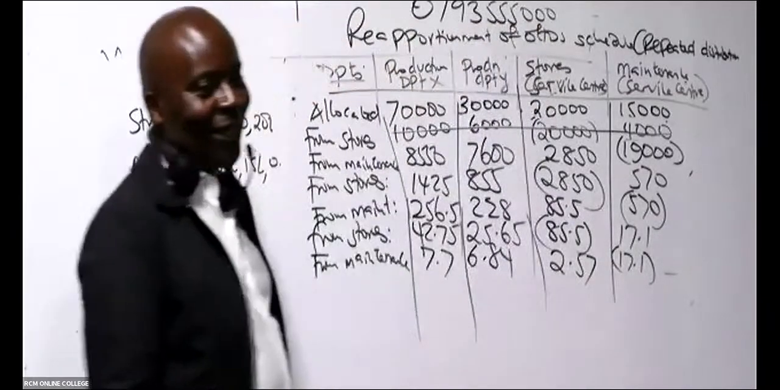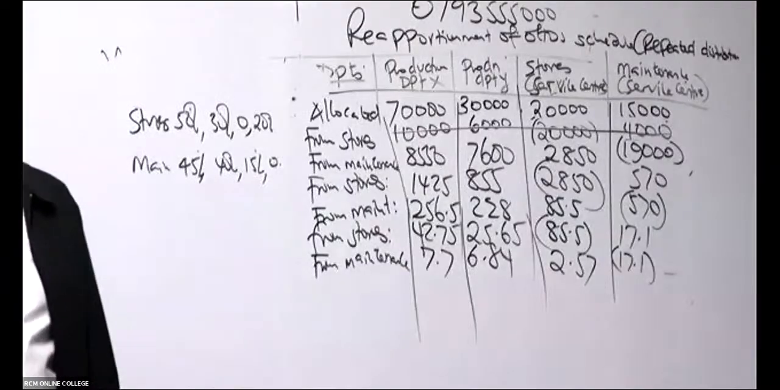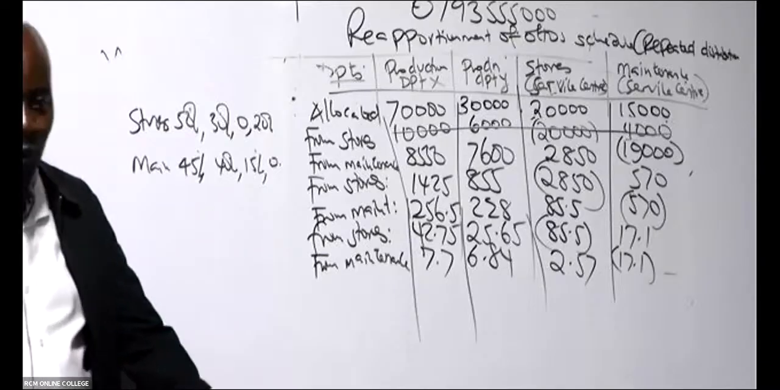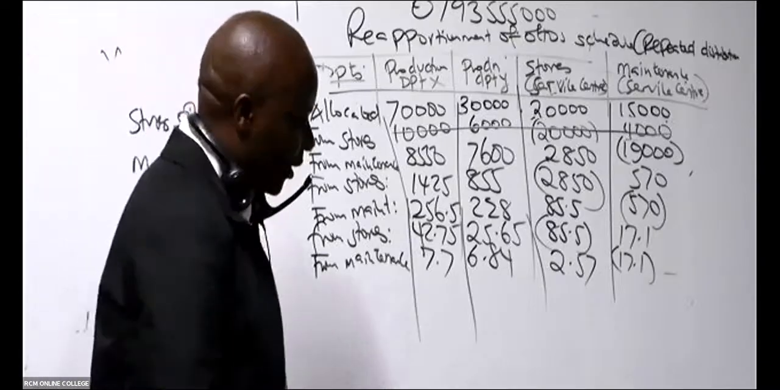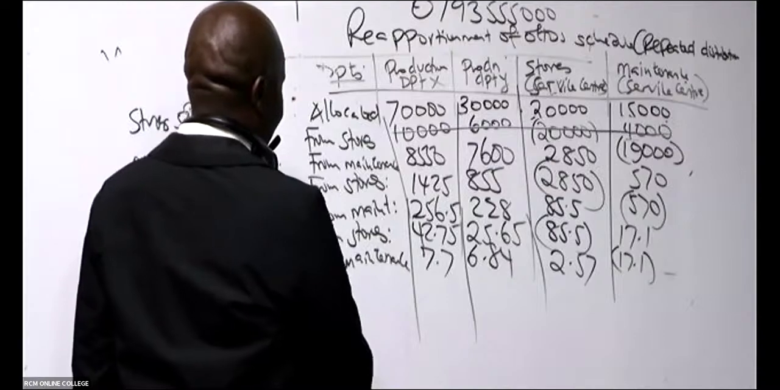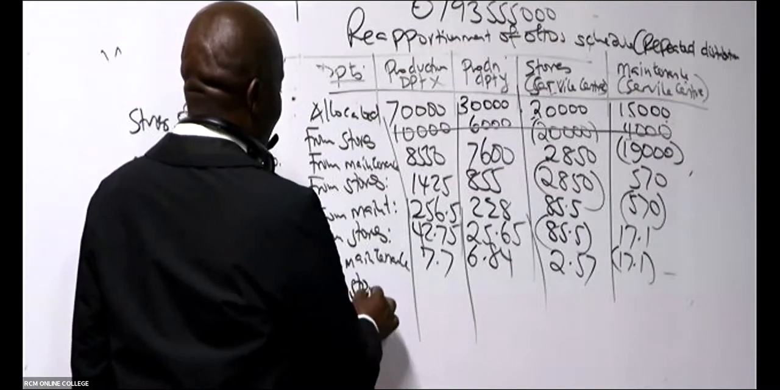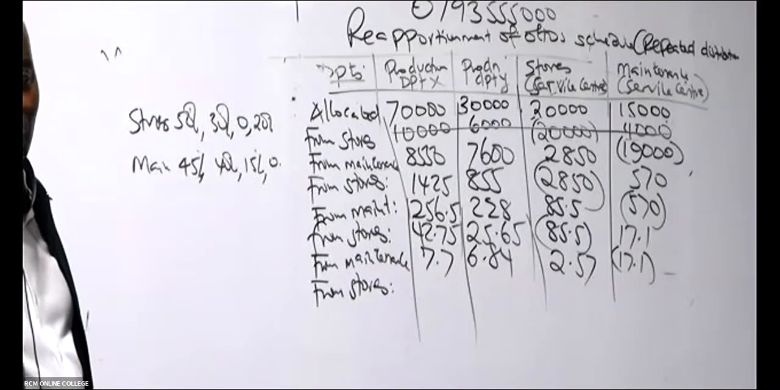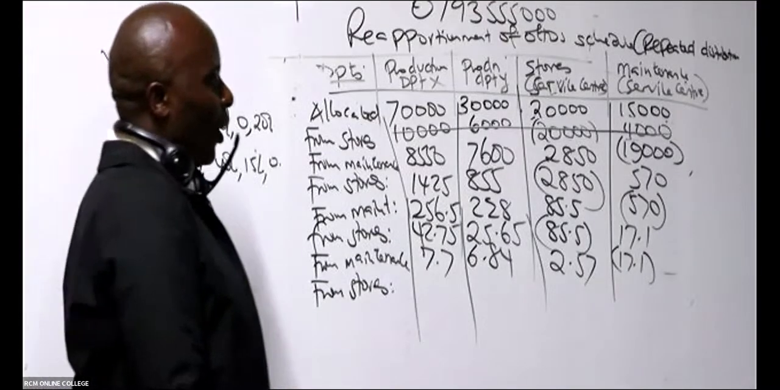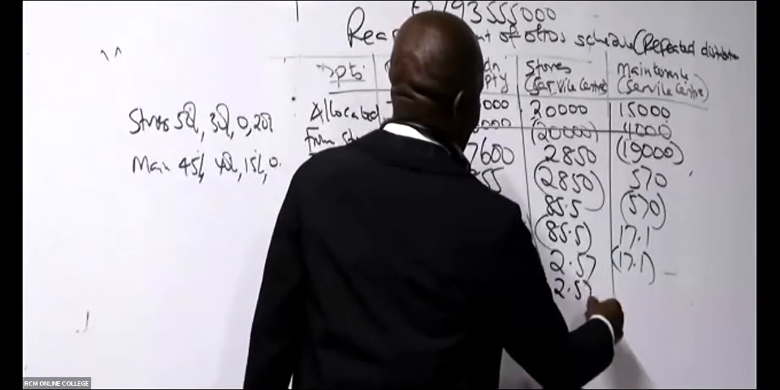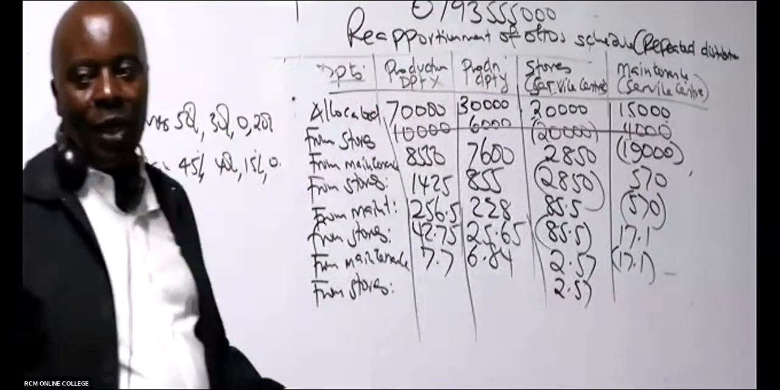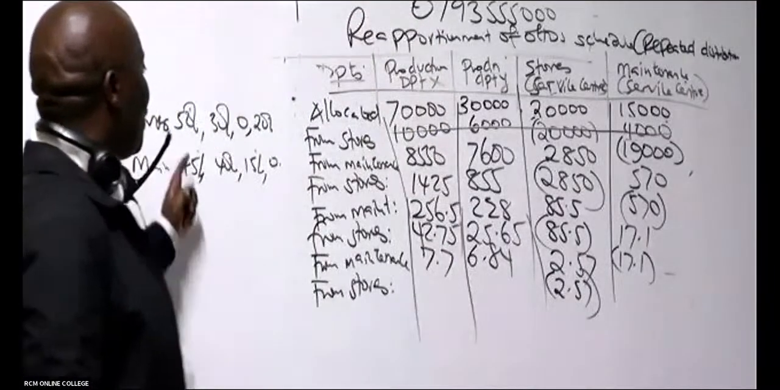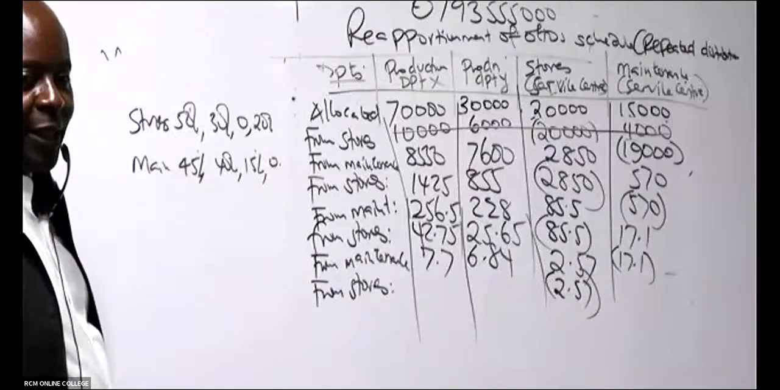Not yet. We shall redistribute until we get 0 point something. So the journey continues. And we shall do it. So I say from where? I say from stores. So from stores, what do we have here? 2.57. So from stores, are you able to see our percentages? 50%.